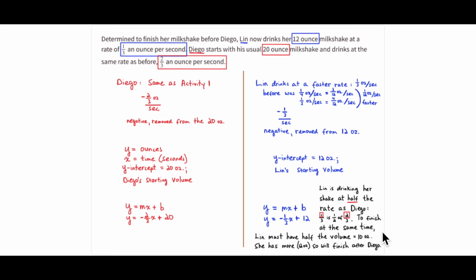So to finish at the same time, Lynn must have half the volume, which would be 10 ounces. Or Diego can have twice the volume, which would be 24 ounces. Either way, it's the same. She has more than half the volume. She has 12 ounces. So she's going to finish after Diego. So even though she sped up her rate of drinking, she's still going to finish behind Diego.